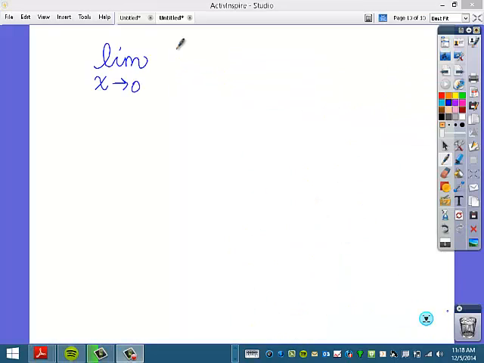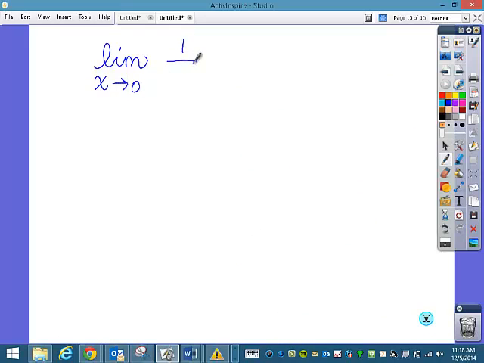Okay, next example is the limit as x approaches 0 of 1 over x plus 3 minus 1 over 3 over x. So, if you were to plug 0 into this function, you'd have 0 in your denominator, so we have a problem.